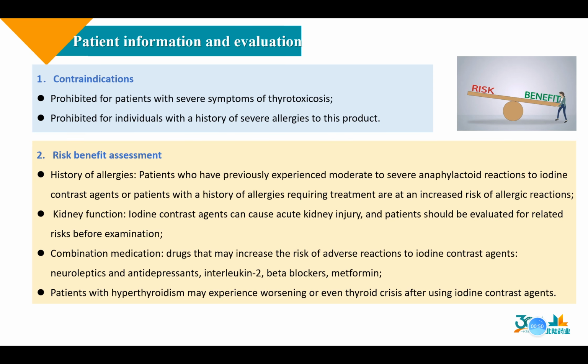Before using the drug, we need to understand the patient's basic information, such as medical history, because some patients are prohibited from using Iohexol injection. If the patient has severe symptoms of serotoxicosis, prohibit its use. If the patient has a history of severe allergies to Iohexol injection, prohibit its use. However, there are still some patients who can use Iohexol injection, but there is a higher risk of adverse reactions. So a benefit-risk assessment is needed.